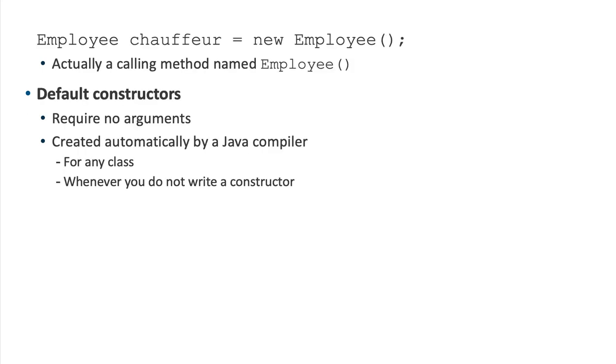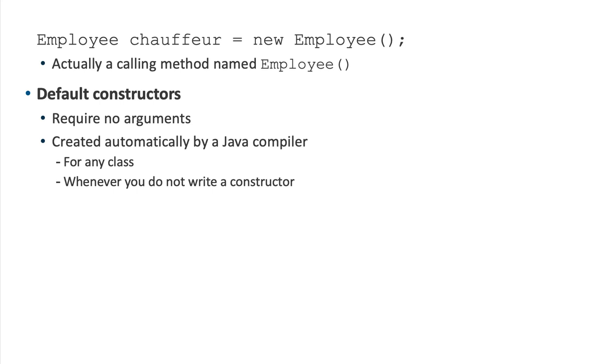When you create a class, such as employee, and instantiate an object with a statement such as employee chauffeur equals new employee, you actually are calling the employee class constructor that is provided by default by the Java compiler. As we discussed before, a constructor establishes an object. A default constructor is one that requires no arguments.